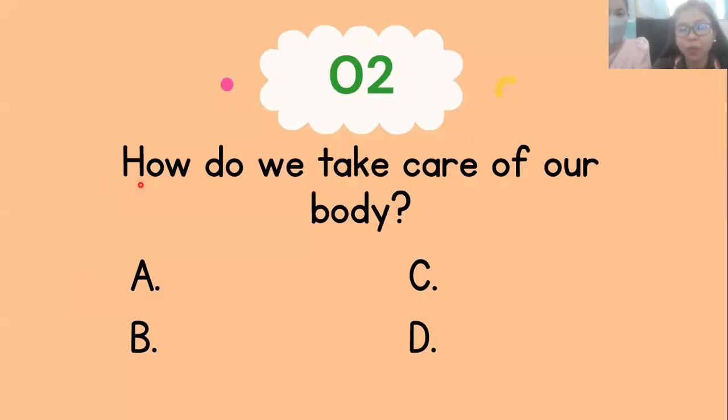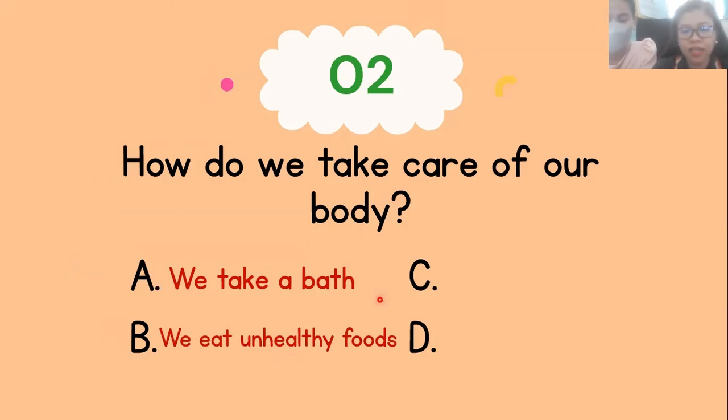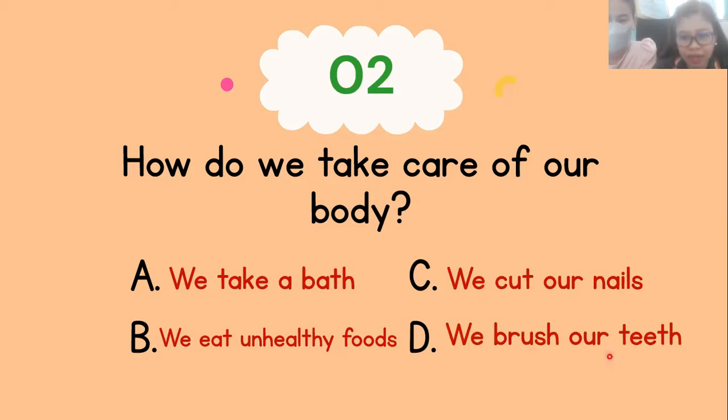Number two. How do we take care of our body? A. We take a bath. B. We eat healthy foods. C. We cut our nails. D. We brush our teeth. Again, how do we take care of our body? A. We take a bath. B. We eat unhealthy foods. C. We cut our nails. D. We brush our teeth. Try your best. Choose the best answer. Understand the question, okay?